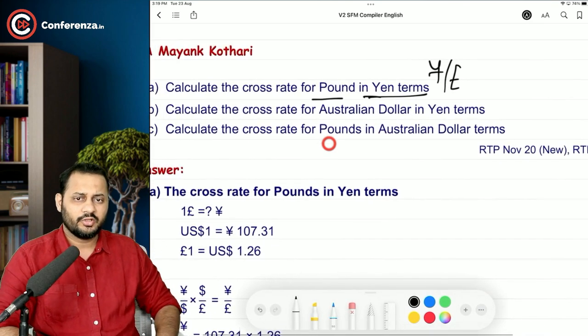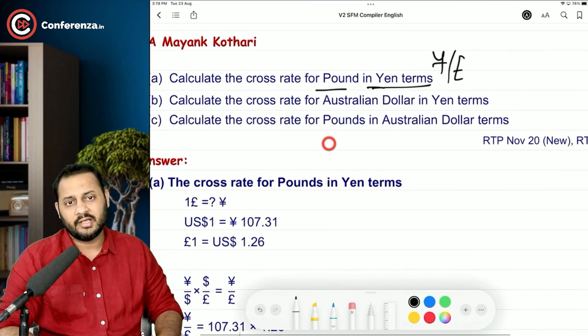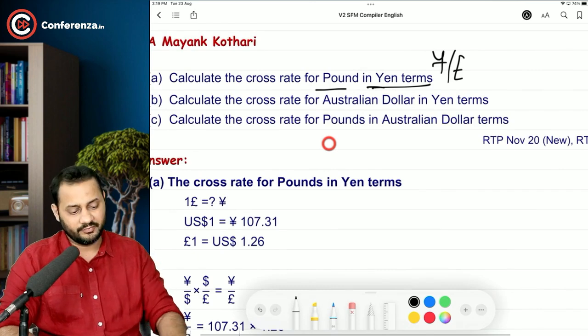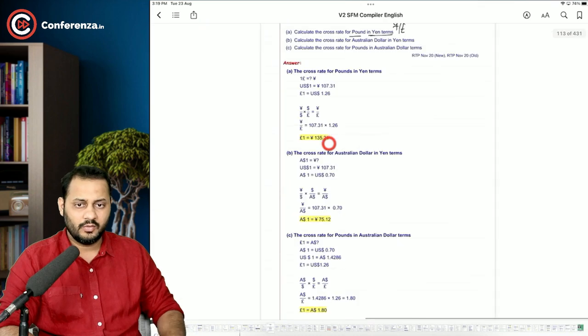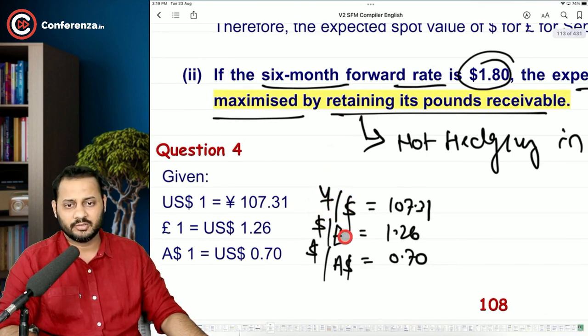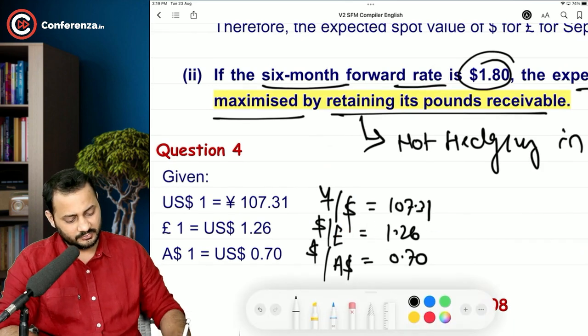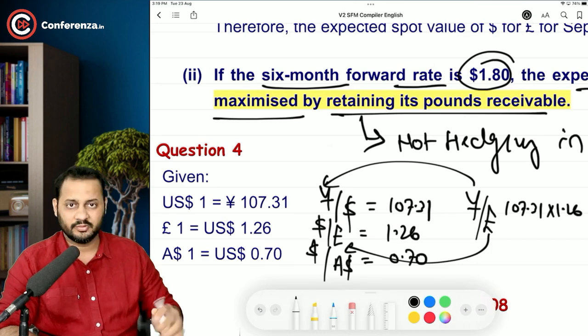Yen per pound. So you have to first find out what is the other currency given with yen and pound. There has to be some common currency between yen and pound. So the common currency between yen and pound is dollar. So the first 2 rates are enough: yen with the dollar and dollar with the pound. The question is also asking us about yen per pound. Yen is the price currency, pound is the base currency. So 107.31 into 1.26 will be enough.